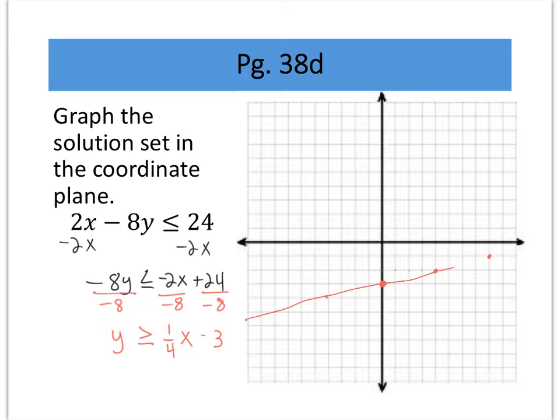it could be equal to, and I'm going to test my test point. Y is greater than, I'm going to try my test point of 0, 0. I like 0, 0. Is 0 greater than or equal to 1/4 times 0 minus 3? So 0 greater than or equal to negative 3. That's a true statement, so I'm going to shade everything above.